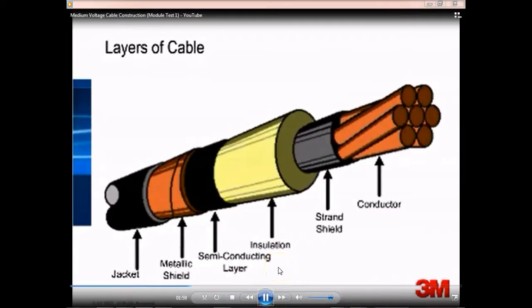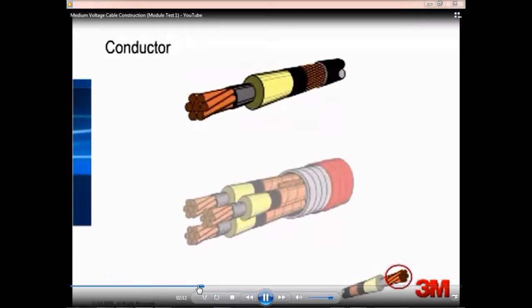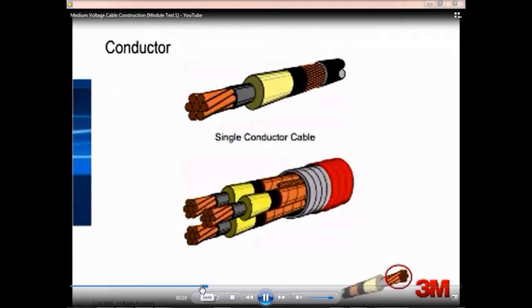Each of these layers is critical to the cable system. You can click Next to continue, or click on a specific layer to jump to an explanation. There are 2 basic types of medium voltage cable, single conductor and 3-conductor cable. Single conductor cable consists of 1 conductor per cable, while 3-conductor cable has 3 individually insulated and shielded conductors.